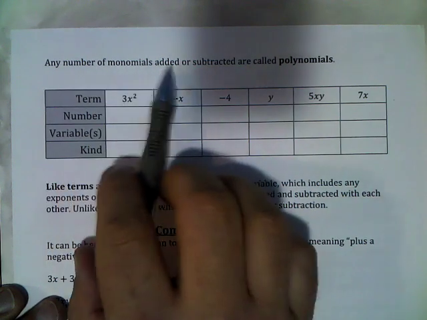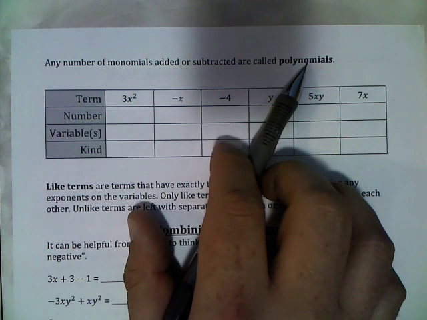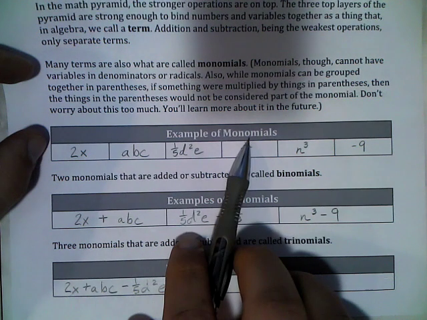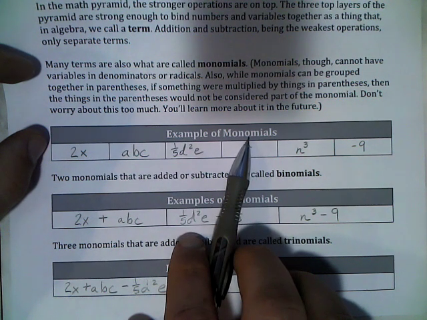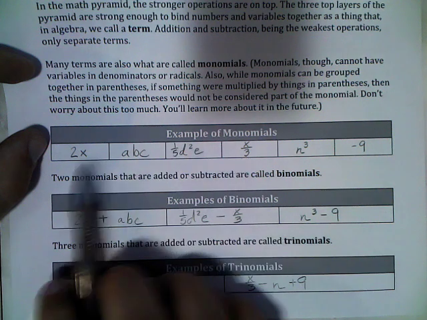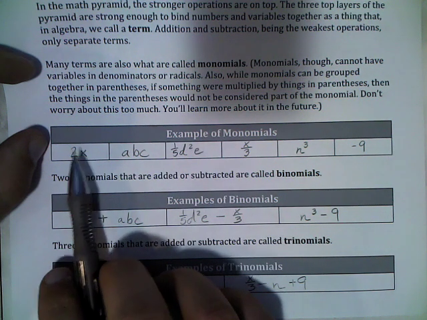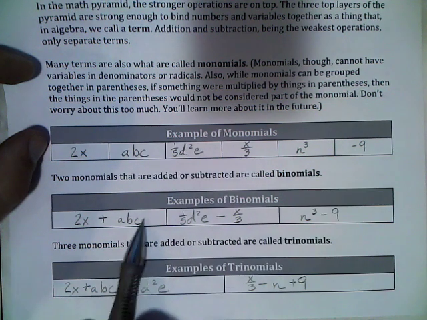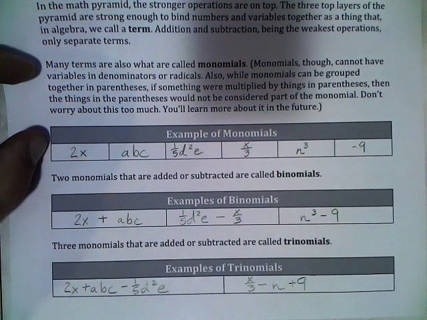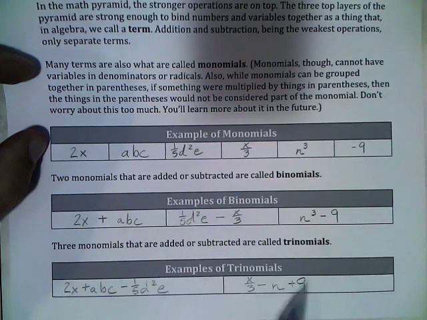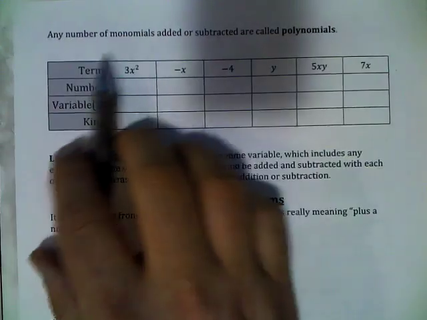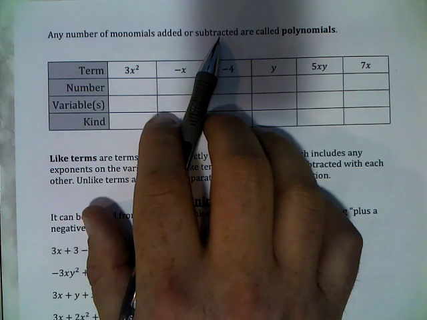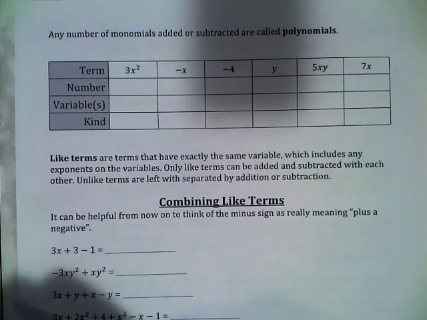Any number of monomials added or subtracted are called polynomials. So poly means many, but that's kind of deceptive because each of these monomials is also a polynomial. So even though it doesn't have many terms, it actually is a polynomial. So each one of these is a polynomial. Each of these binomials is a polynomial. Each of these trinomials is a polynomial. So any number of monomials added or subtracted, or even just one by itself, is called a polynomial.